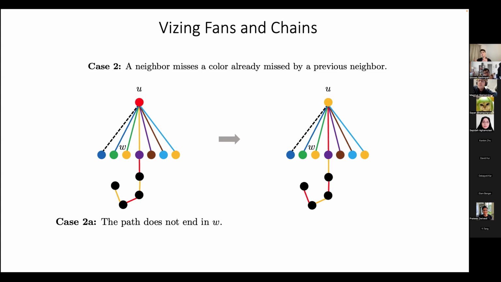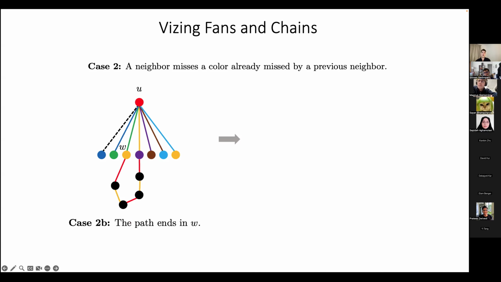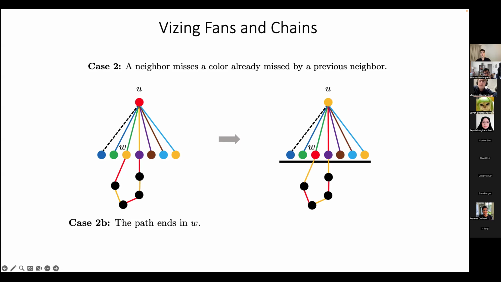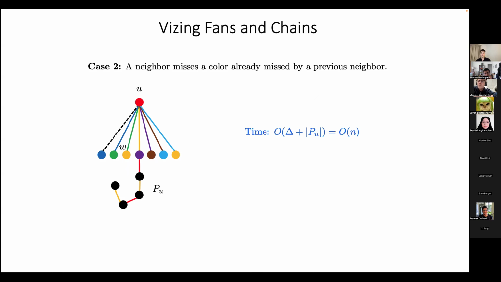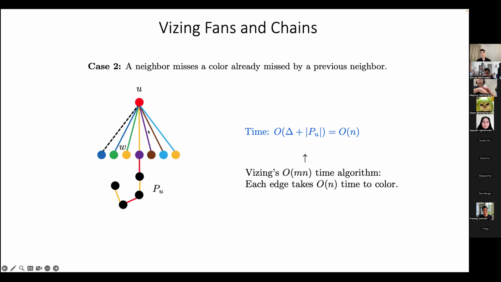Exactly how we rotate these colors around U doesn't really matter very much, right? In the first case, if this path doesn't end at this node W, then we can flip this path and then rotate these first colors in the fan. And in the second case, where it does end at W, we can flip this path and rotate colors around all of these edges. This part here doesn't really matter too much, but the point is that this whole thing can still be implemented in time proportional to the length of this path, plus delta time for rotating colors around this fan. And this is also going to take big O of n time, and this gives us the mn running time for Vizing's theorem.